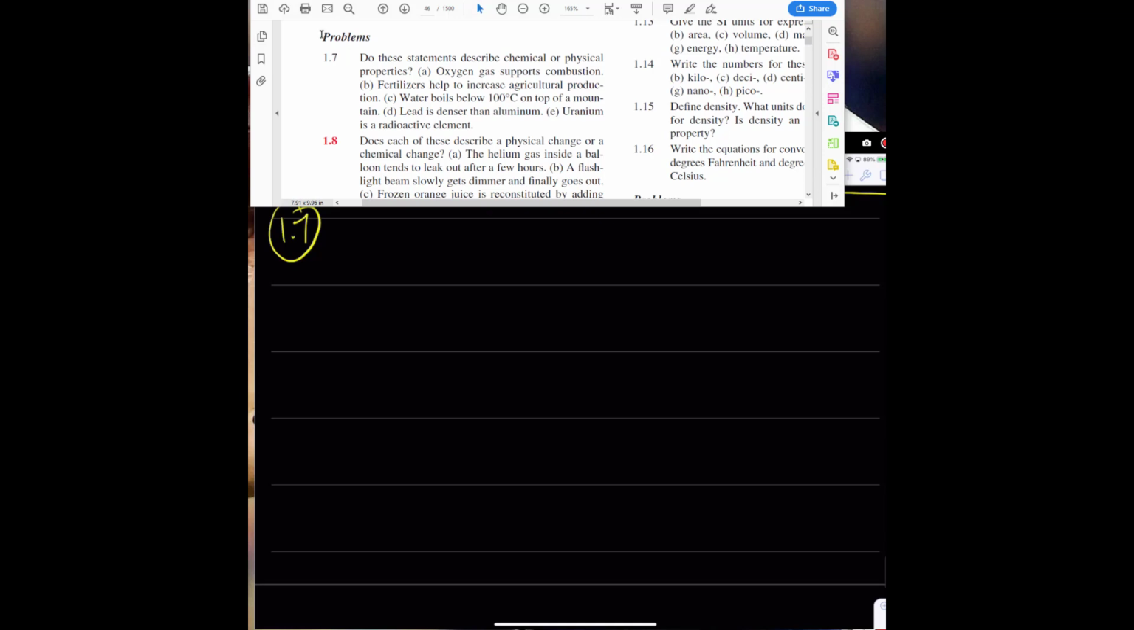Okay, so we're on problem 1.7. It says, do these statements describe chemical or physical properties? So we have A, B, C, D, E, so 5 different parts. It's asking us in part A, oxygen gas supports combustion. So does this statement describe a chemical or a physical property? Oxygen gas supports combustion. It's going to be a chemical property.